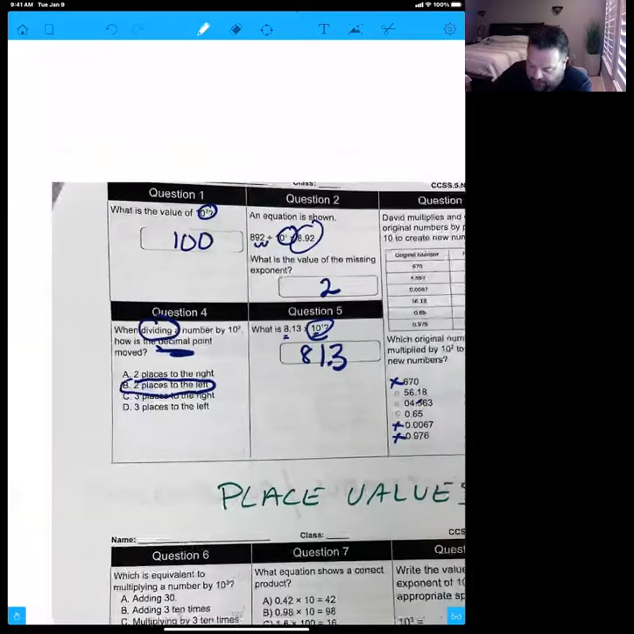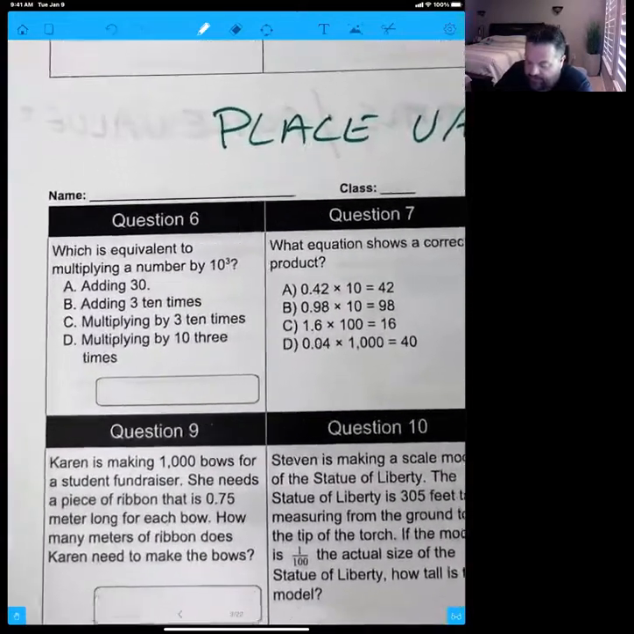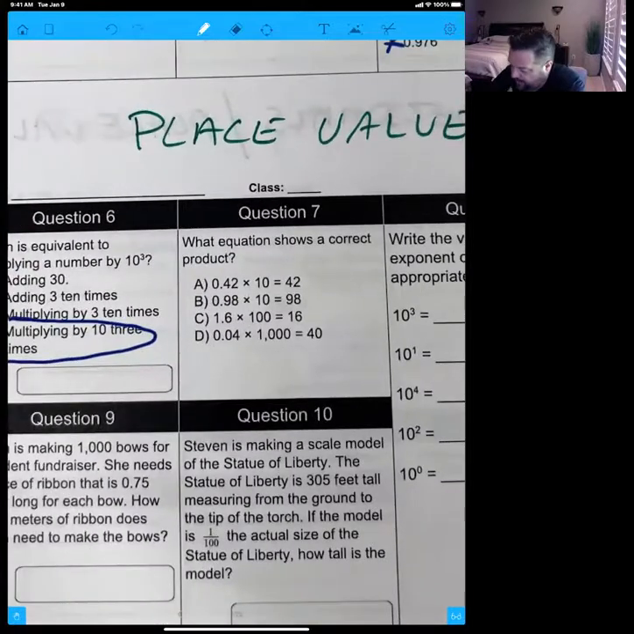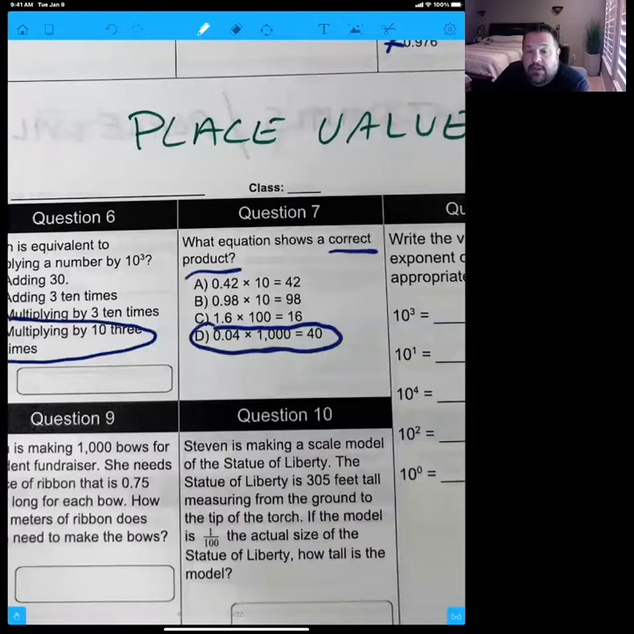Good. This is page 3 if you guys have any questions. Page 3. Do number 6. Number 6, the answer is D. Remember, 10 to the third is 10 times 10 times 10. Pause and do number 7. D is the only one that works out to show the correct product. The other ones are not moving the right way.